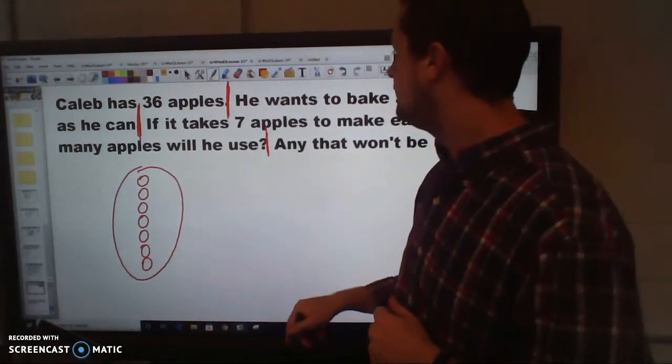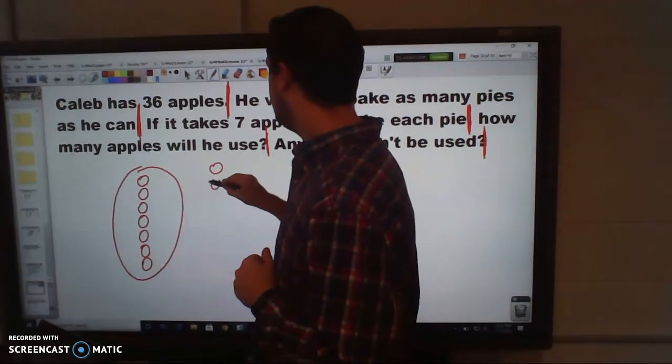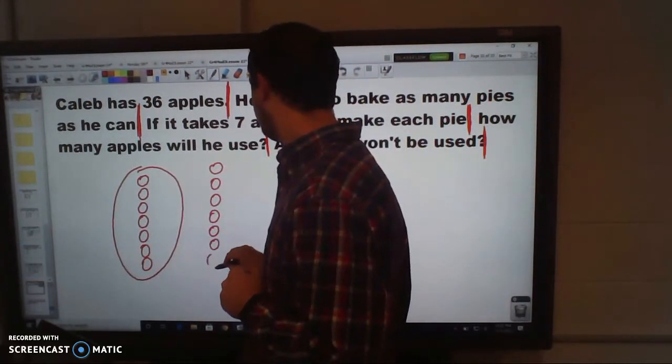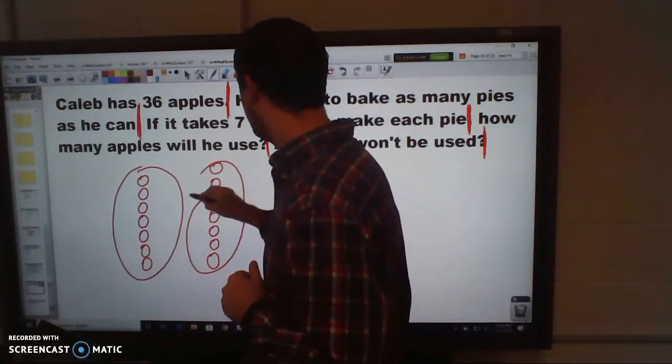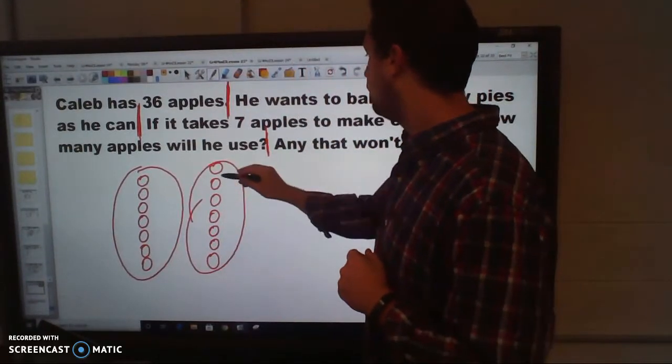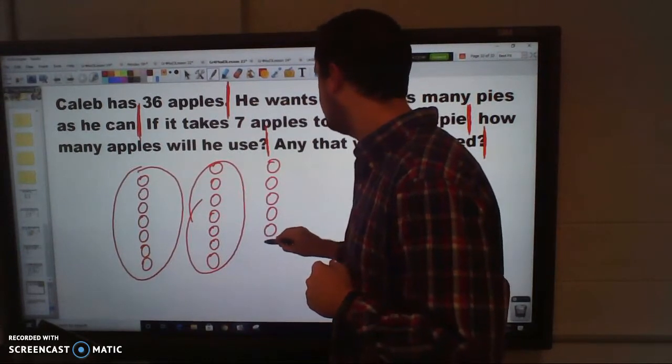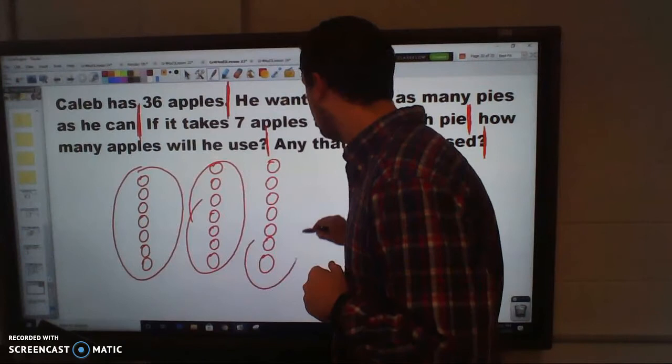So that's 7, 8, 9, 10, 11, 12, 13, 14. There's another pie. That's 14. 15, 16, 17, 18, 19, 20, 21. There's another pie.